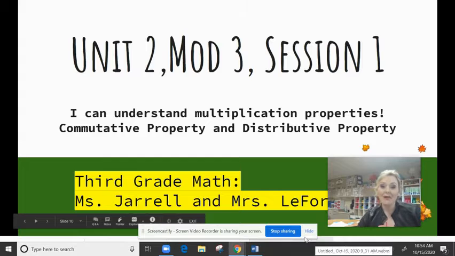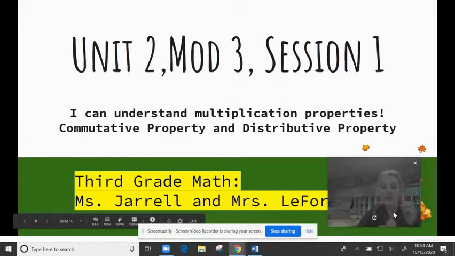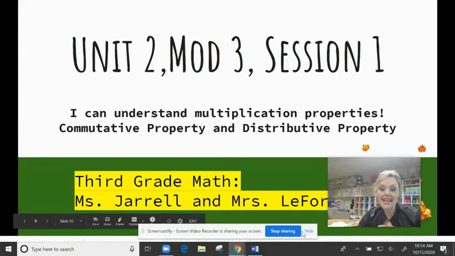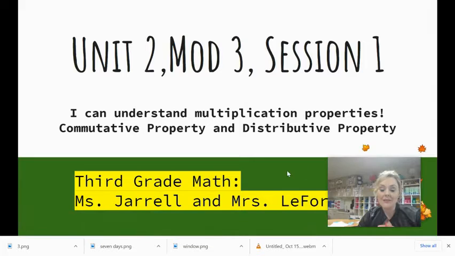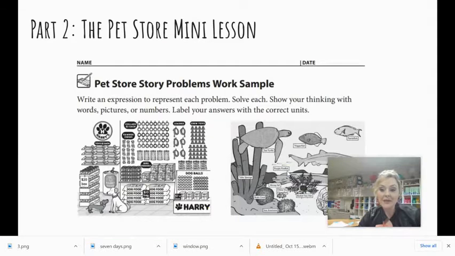So now we're on to part 2. We're still going to be working with our properties of multiplication, and we are going to jump right in. So the first thing we're going to do is talk about our pet store. It's like a mini lesson, and we're going to be writing an expression.